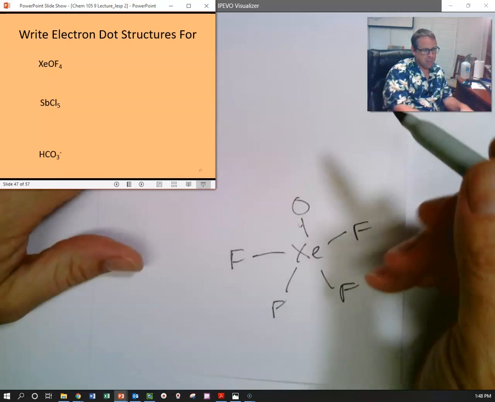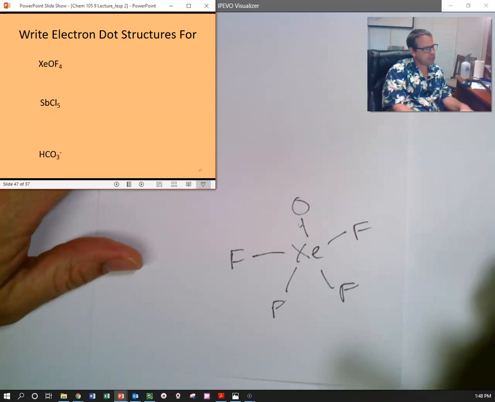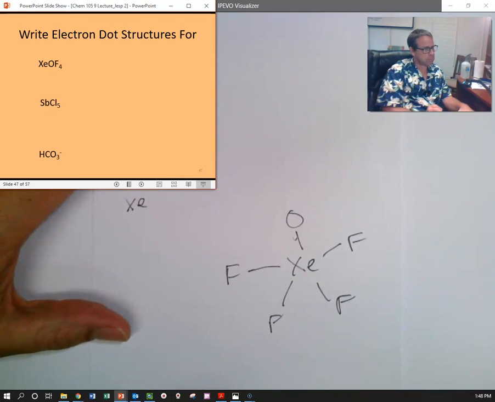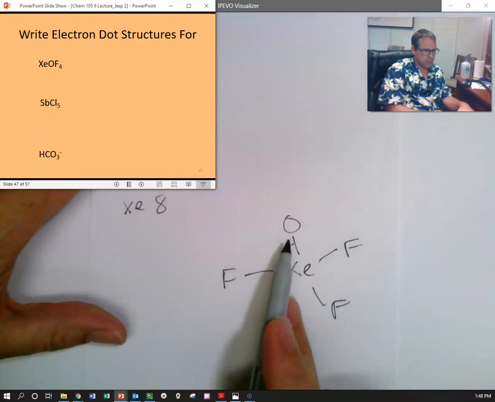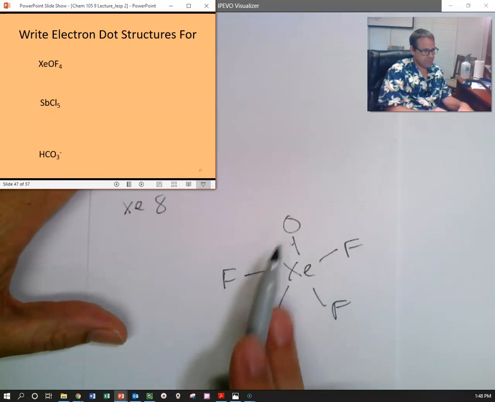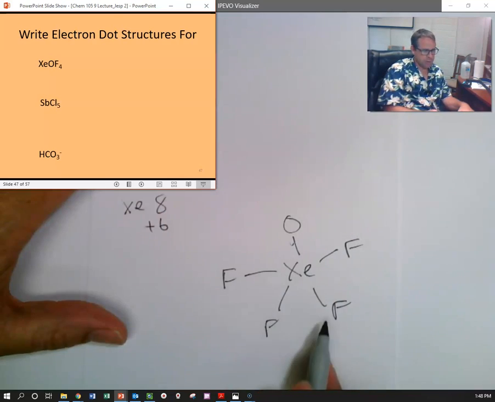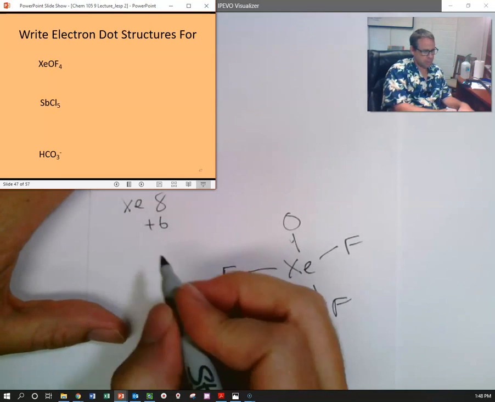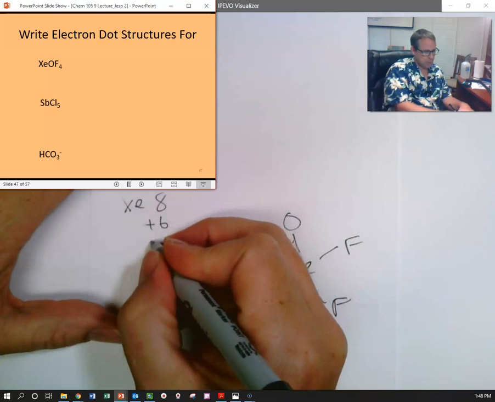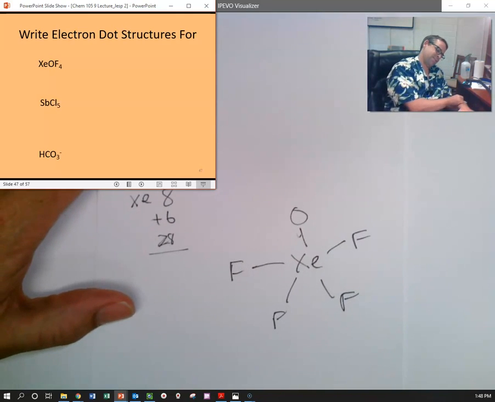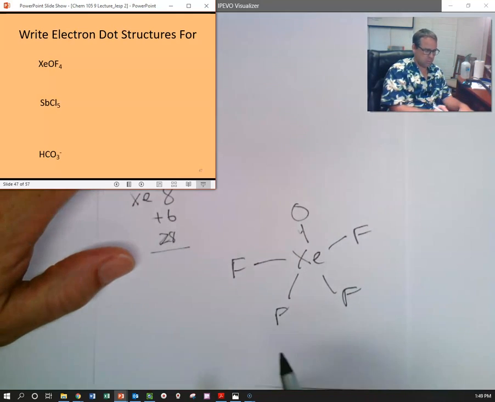Xenon brought how many? James Willis? Xenon brings 8. Oxygen, Katie? 6. Then the fluorine, how many did the fluorine bring, Landon? Fluorine brings 7, but in this case it brings 28. Yeah, 7 times 4 are 28. What is that? 36 plus 6? Is that 42? Yep.